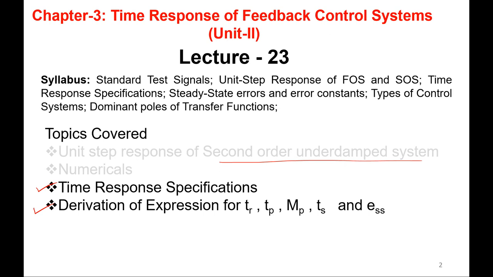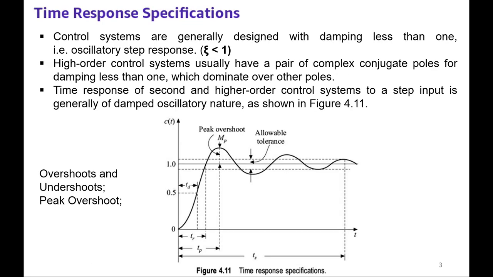Derivation of the expressions for Tr, means rise time, Tp, peak time, Mp, means peak overshoot, Ts, means settling time, and Ess, means steady state error. We'll see all these things with respect to these time response specifications.